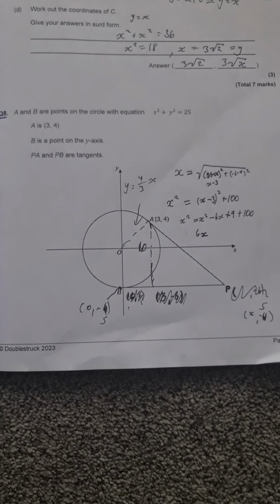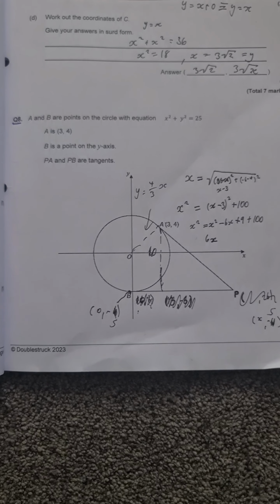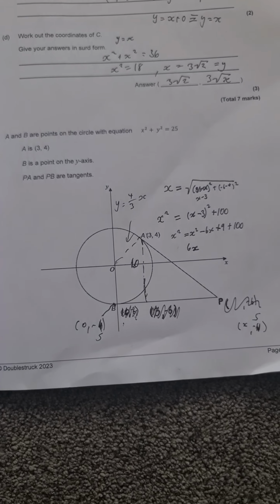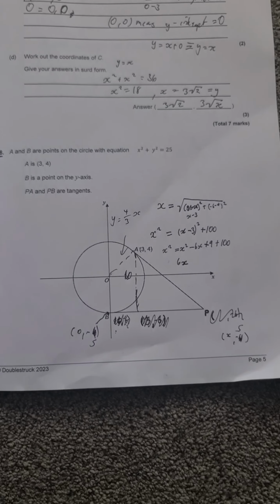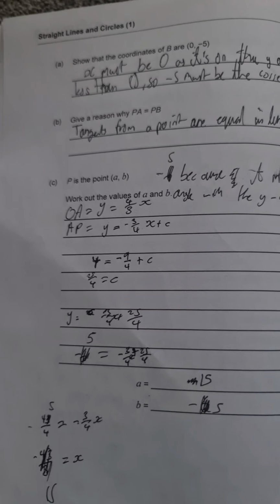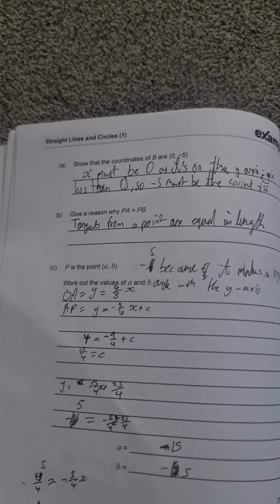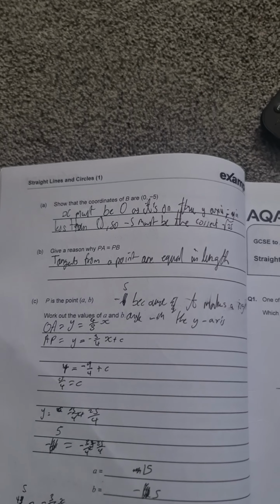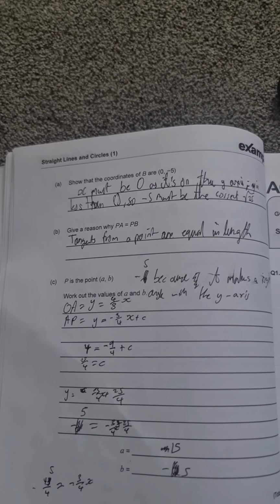Today I've got a question that one of my friends suggested because they need help with it. Here I've got a picture of it that I've sketched, and here is the actual question. I've done a little bit of working on it, but I'm trying to show you how I do it all from scratch. The first question says, show that the coordinates of B are 0, minus 5.